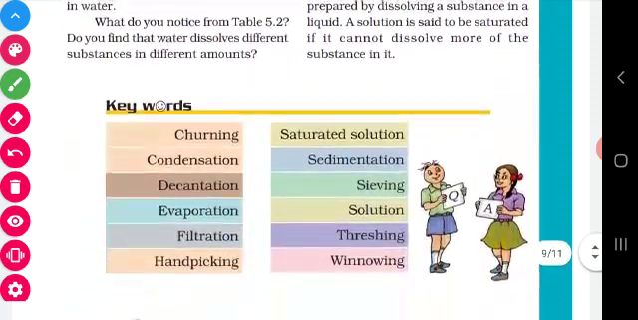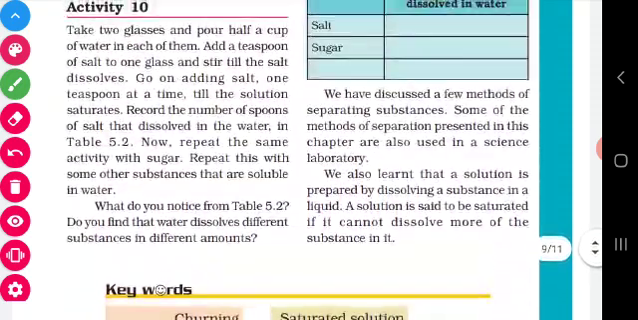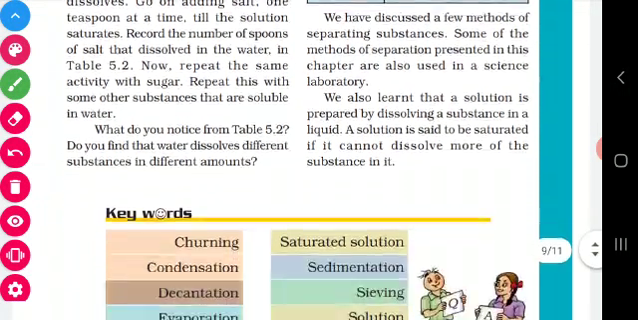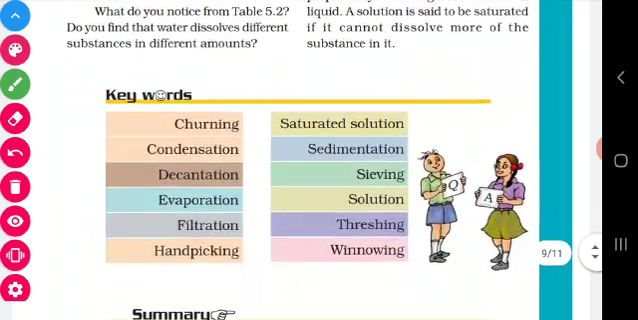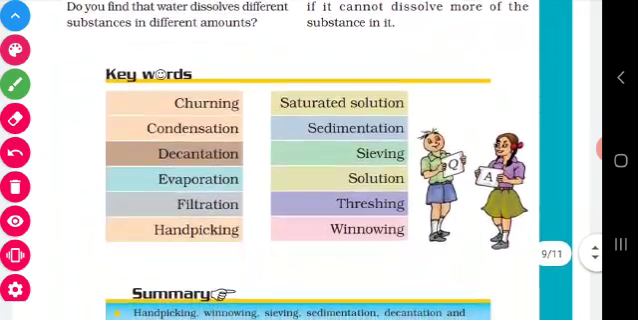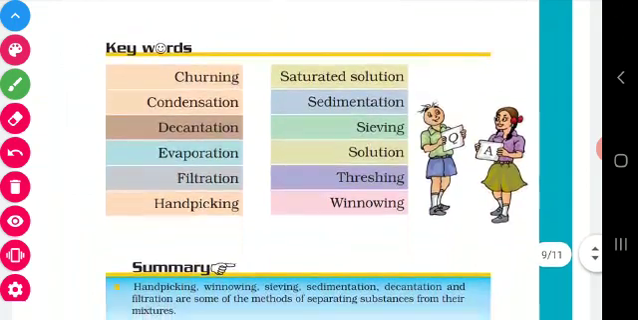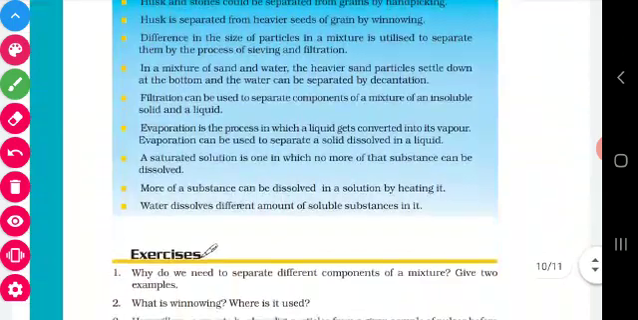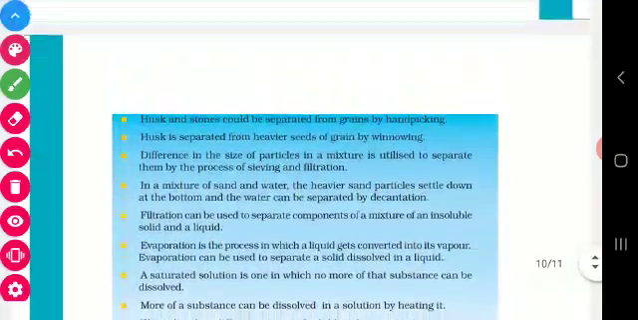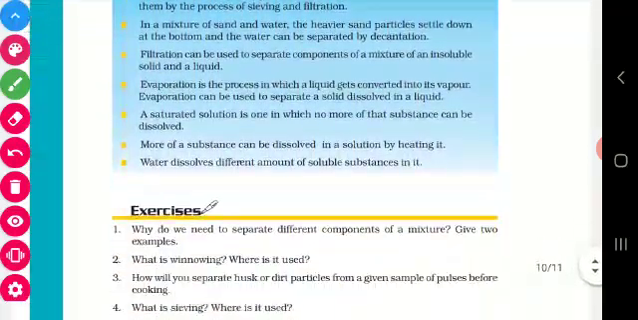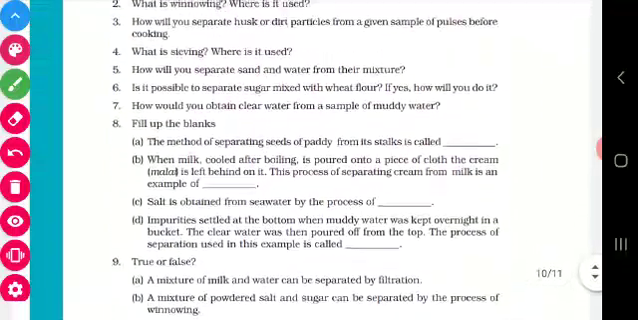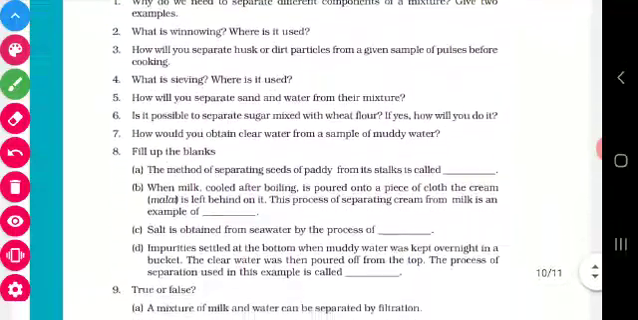With this we have completed the chapter. We have seen the separation methods that are used to separate a substance from a mixture. Then the keywords are there in your book. You go through the keywords. You should know the correct spelling of those words. The summary of the whole chapter is also given. Read the summary also. And then the book back exercises, you have to write the answers for the book back exercises.